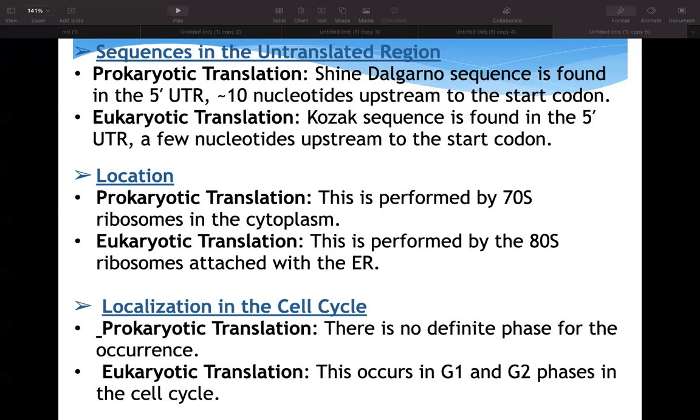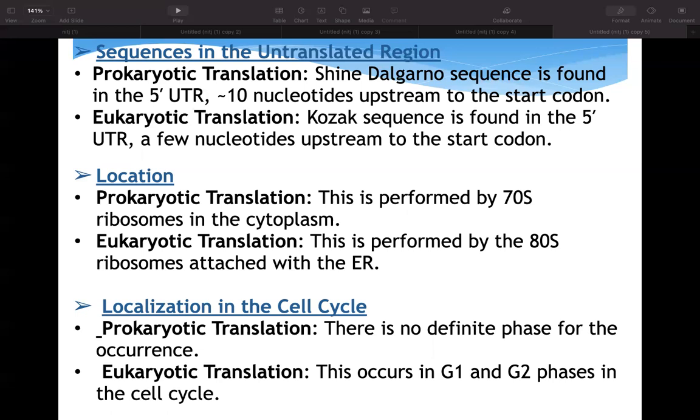The difference in location is that in prokaryotes, translation occurs in the cytoplasm and is performed by the 70S ribosome. Whereas in eukaryotic translation, it is performed in the endoplasmic reticulum, which is attached to the nucleus. And here the ribosome is 70S.